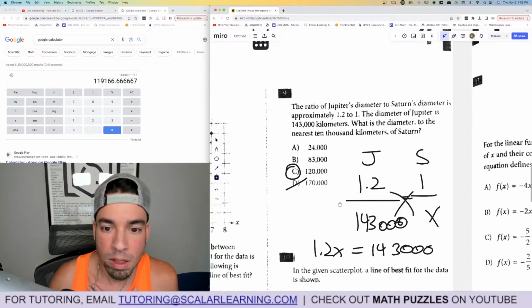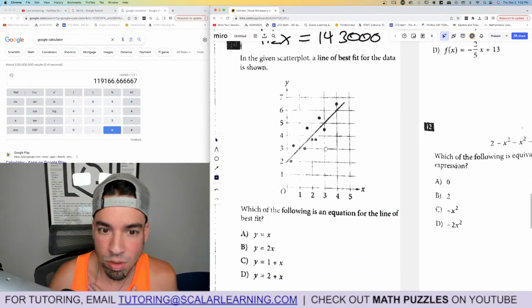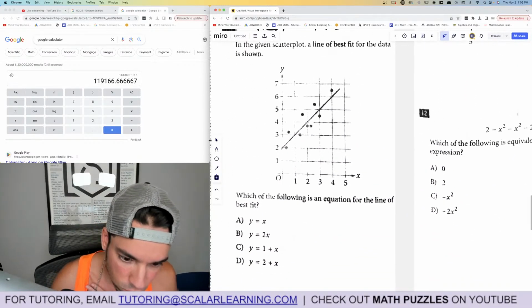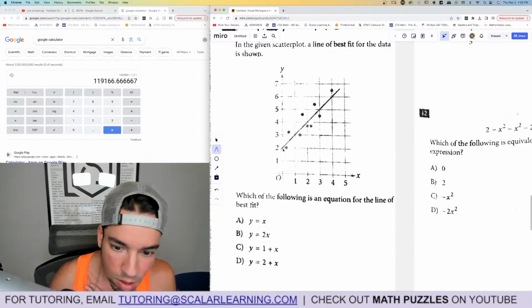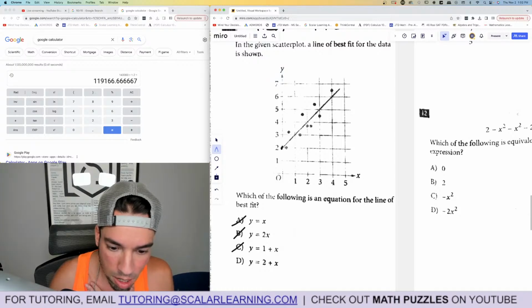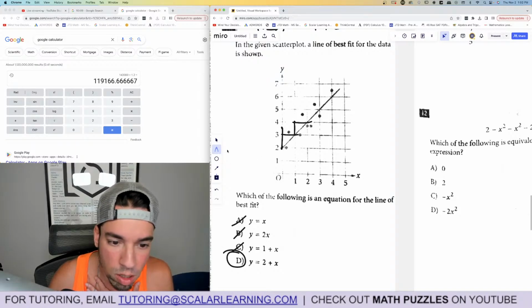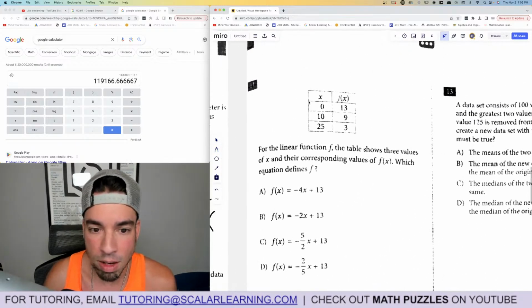All right, number 10. In the given scatter plot, the line of best fit for the data is shown. Which of the following is an equation for the line of best fit? All right, let's look at the line of best fit. We got a nice y-intercept at 2. This is the only one with the y-intercept at 2. But then let's double check it just for fun. For the slope, it should be a slope of 1. It's going up 1, over 1, up 1, over 1. It matches, boom, done.